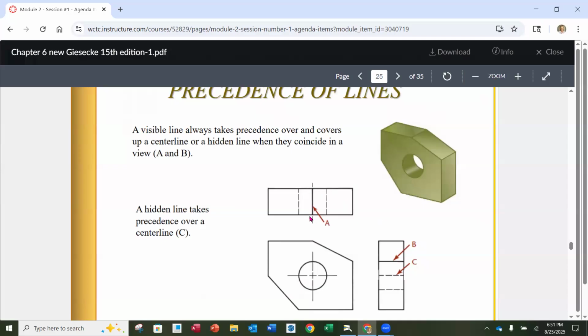So if we look at the top here, line A is solid here, but you're going to notice that it's going to be in line with the center line. They do show the center line peeking out the end, okay? That's okay, but on the part itself, it's going to be that visible edge that we're going to show because it takes precedence over a center line.